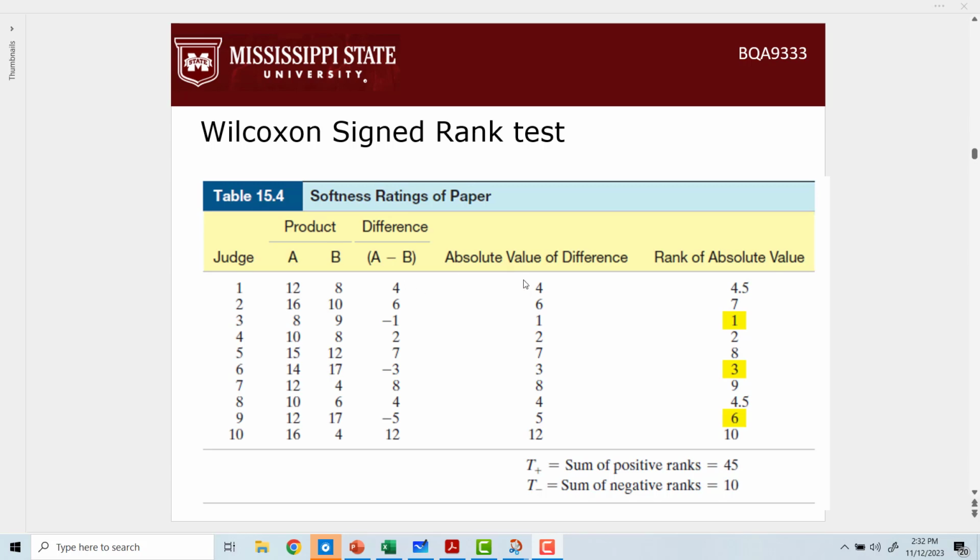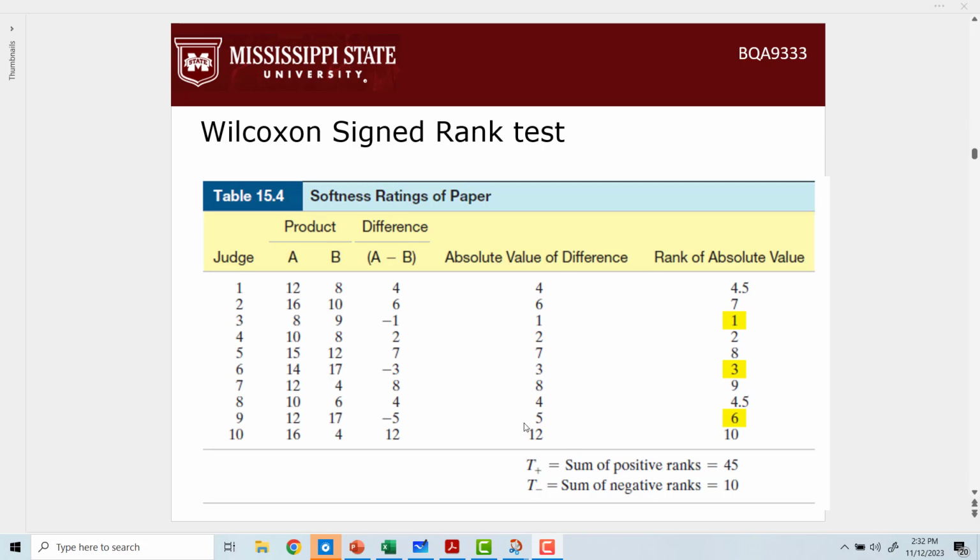Now, we're actually going to look at the magnitude of the difference. I'll talk about why we do that in a second. So we have the difference and we have the absolute value of the difference. Judge 3 has a rating of product A of 8 and a rating of product B of 9. So the difference is -1 and the absolute value of the difference is 1. Note the silly mistake for Judge 5: 15 minus 12 is in fact 3, not 7. So the absolute value of the difference should be 3.